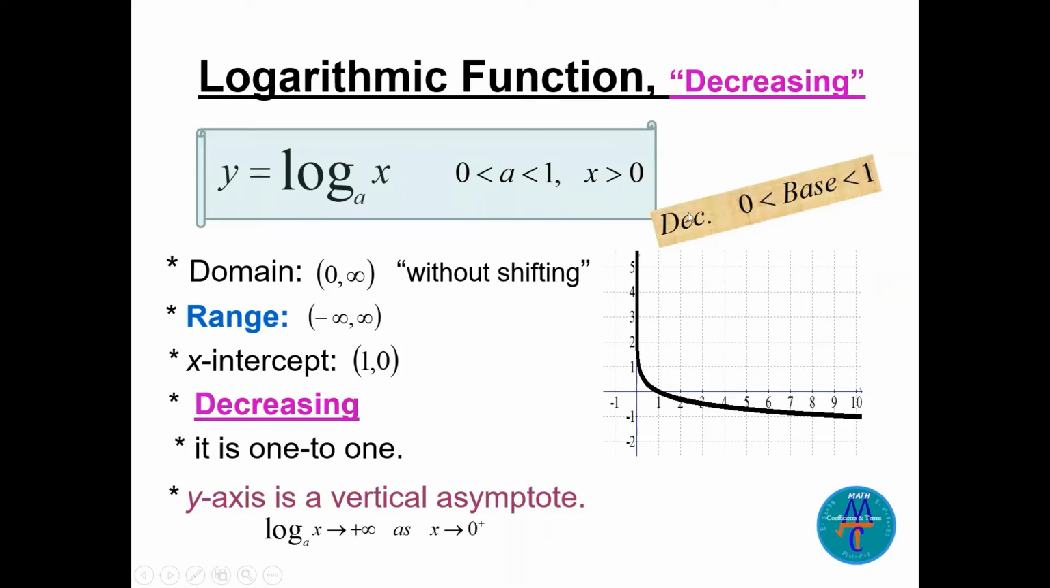The decreasing will be like this. The function is decreasing logarithmic, the base between 0 and 1. All this means x, the argument, should be greater than 0. So this is the decreasing graph.